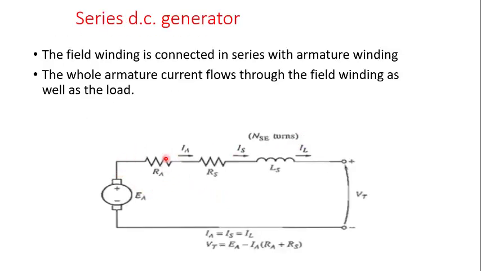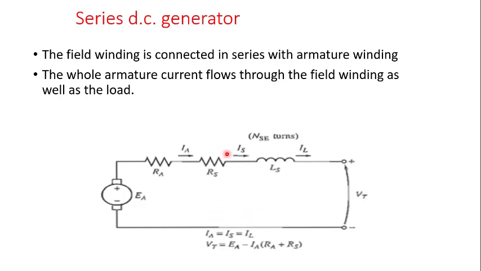So when we say something is connected in series, I hope you understand. They are connected in line. There's no branch, so the same current is going to flow through them. That is it when we talk about something being connected in series. When it's connected in shunt, then you know that there's going to be current division. But in series, the same current is going to flow through them.